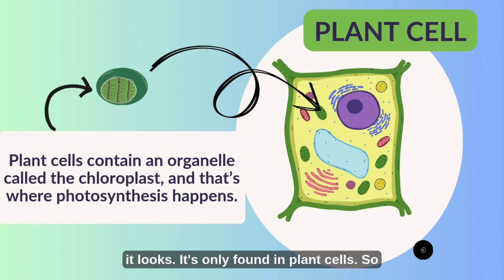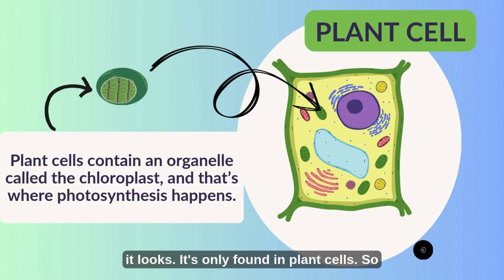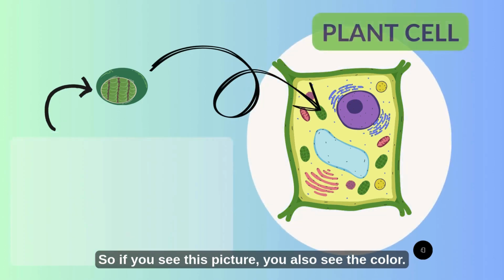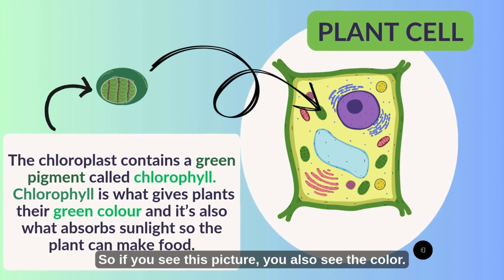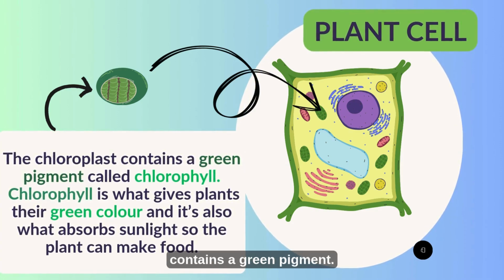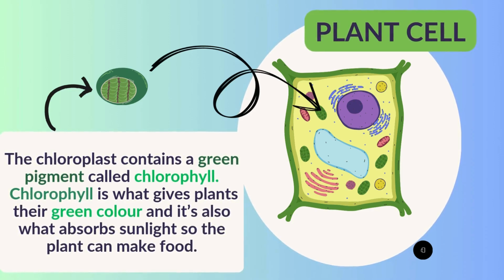So the chloroplast, that organelle that we talked about, there it is. That is how it looks. It's only found in plant cells. So plant cells contain this organelle, and that's where photosynthesis happens. If you see this picture, you can also see the color. It's green. The chloroplast contains a green pigment.